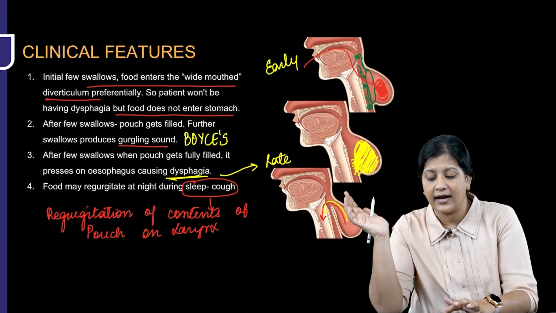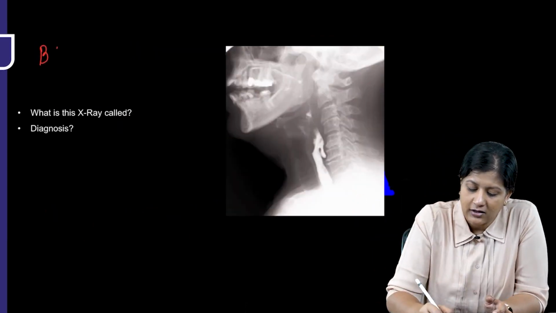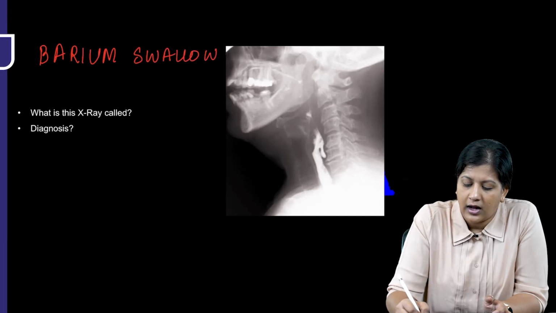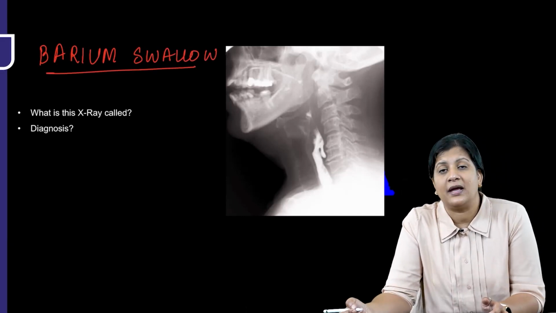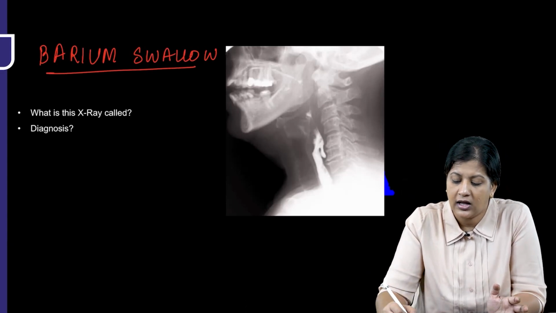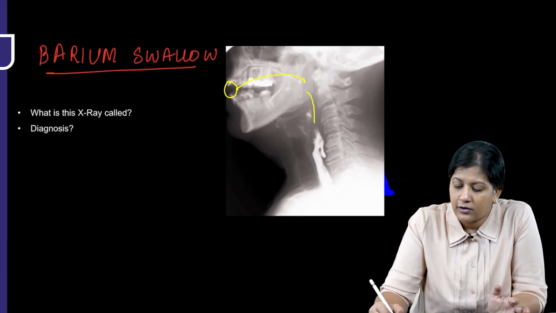Now, how do we diagnose this? This study that you see here is called as a barium swallow. So, a barium swallow is done to diagnose this. So what is barium swallow? A meal mixed with barium is given to the patient, and once the patient takes this meal, it goes into the pharyngeal pouch and into the esophagus.